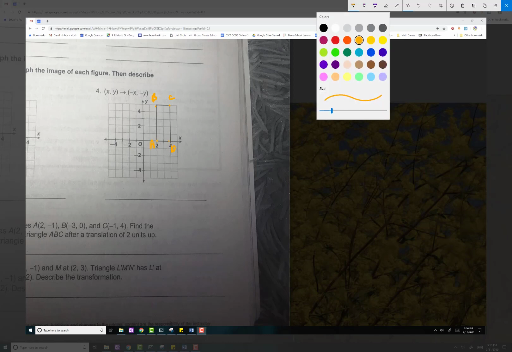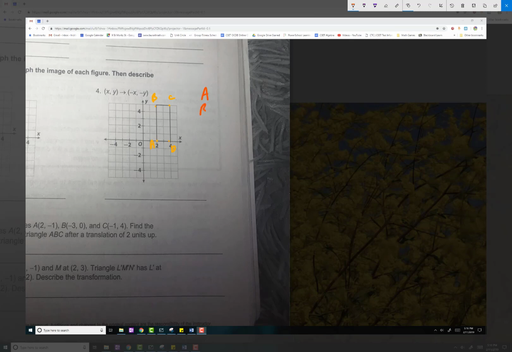Excellent. So again, if we don't recognize that transformation, we'll just try to do what it says. I'll label my original points A, B, C, and D. So A is at (2, 0), B is at (2, 5), C is at (4, 5), and D is at (4, 0). And then they're telling me to change the sign of X and change the sign of Y.